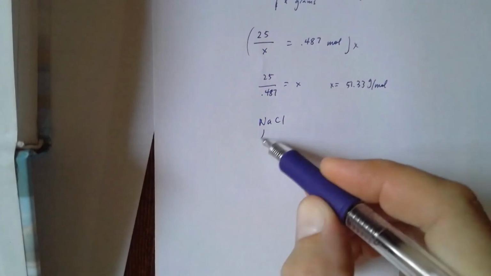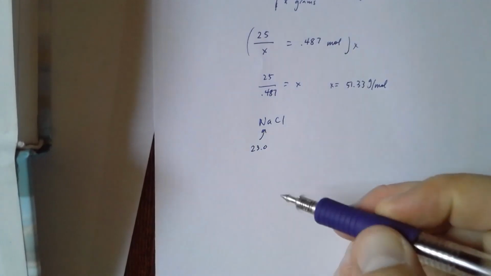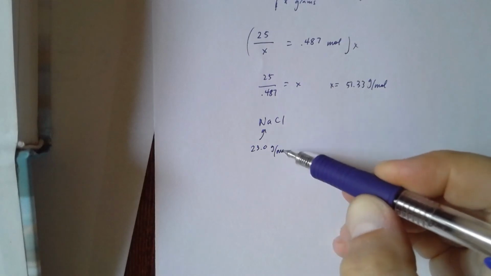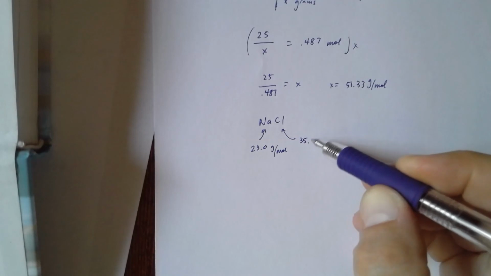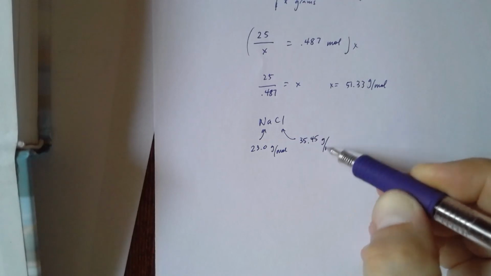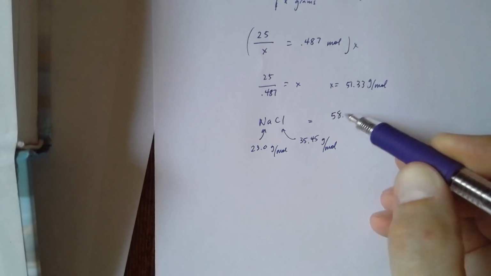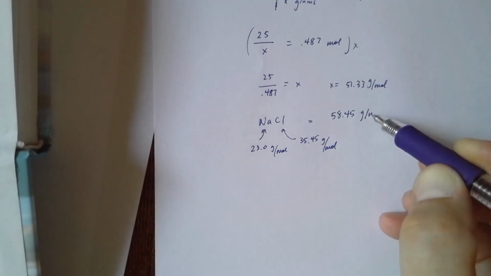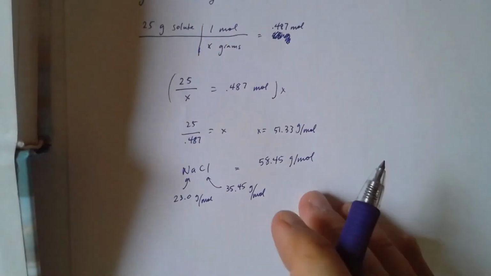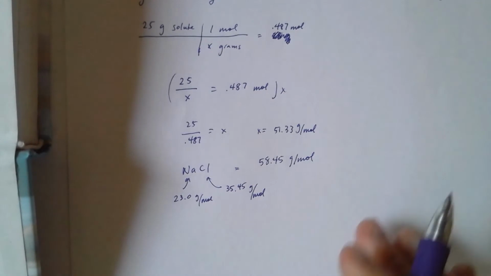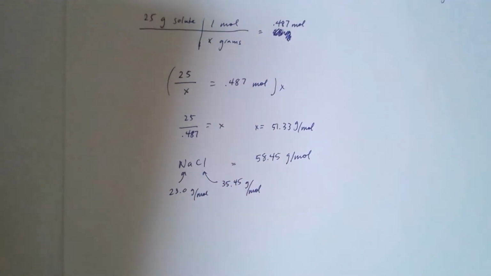All right, so what is this one? That's 23.0. We can round that one, grams per mole. And Cl is 35.45 grams per mole. So we add those together and we end up with 58.45 grams per mole.